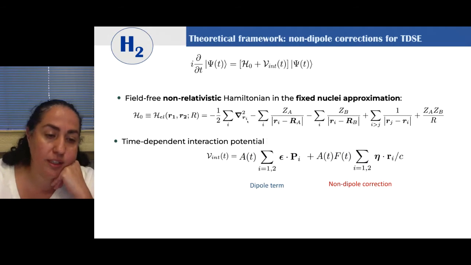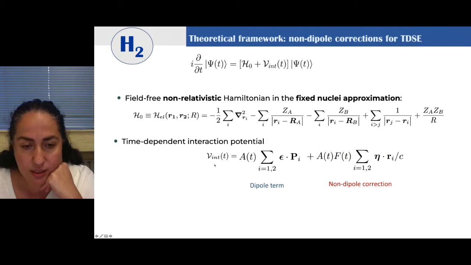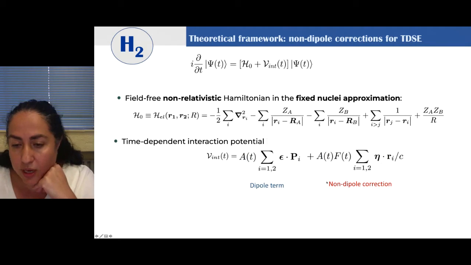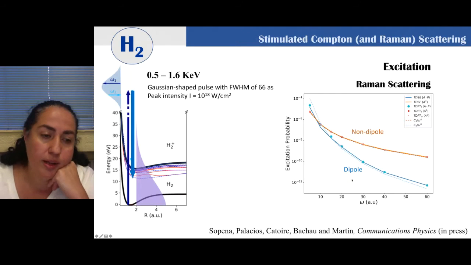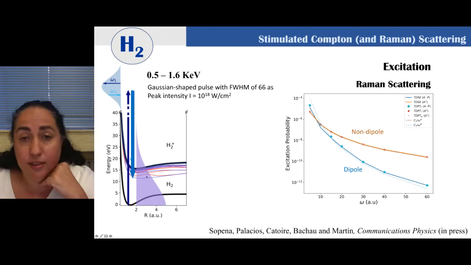As a consequence, the interaction potential now has this expression in which we have the same dipole term, and now we have a non-dipole correction. And this is actually necessary because, as expected, at these high energies, the dipole approximation is going to break down, and we have to introduce these corrections. So the first thing we look at is actually a Raman process.